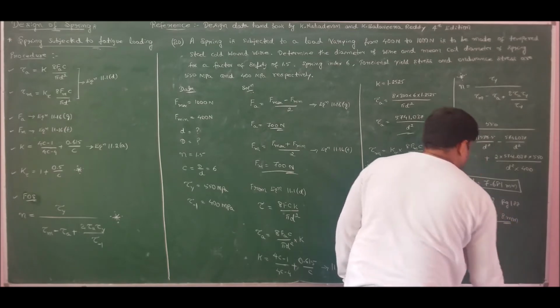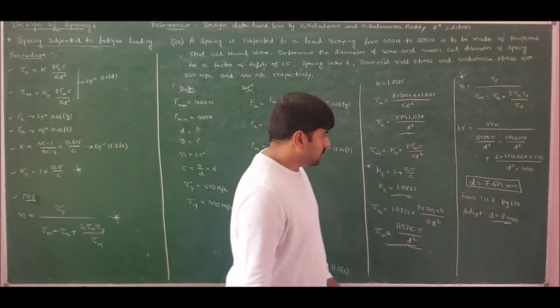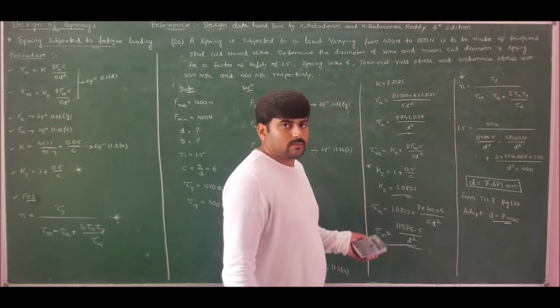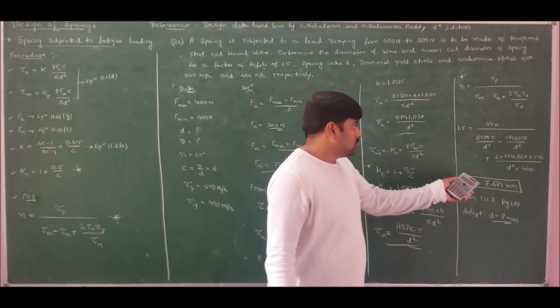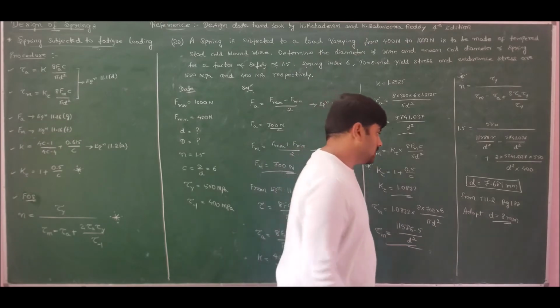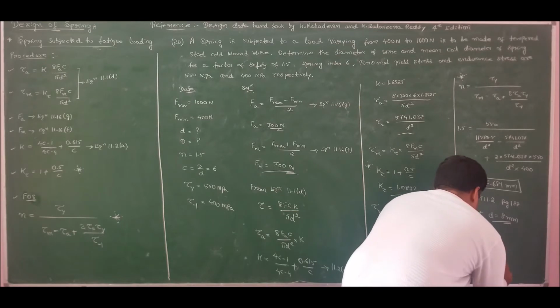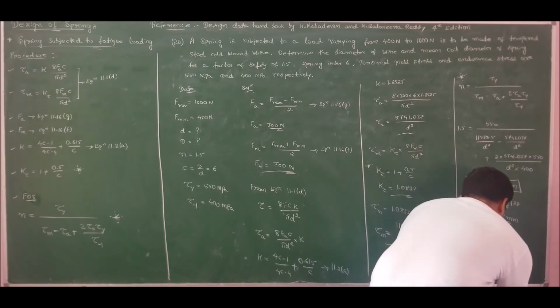This is because from 6.5 to 11 the increment is 0.5, that is 6.5, 7, 7.5, 8. So anything more than 7.5 will be 8. So therefore mean diameter will be capital D is equal to C into small d, that is 48 mm.